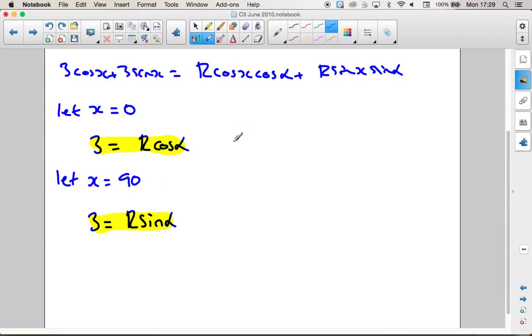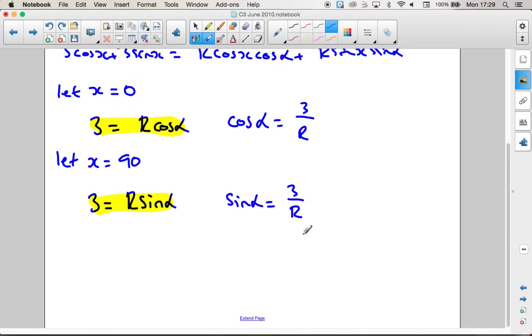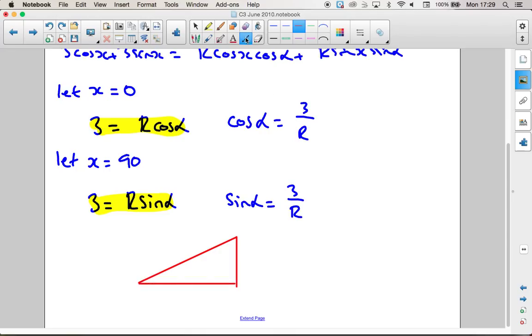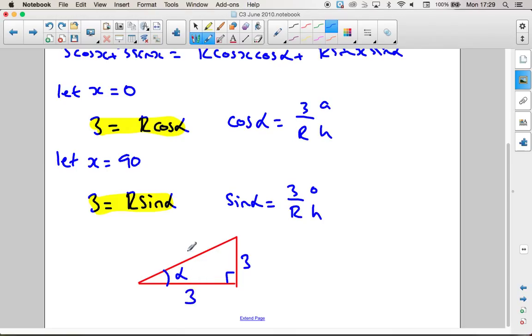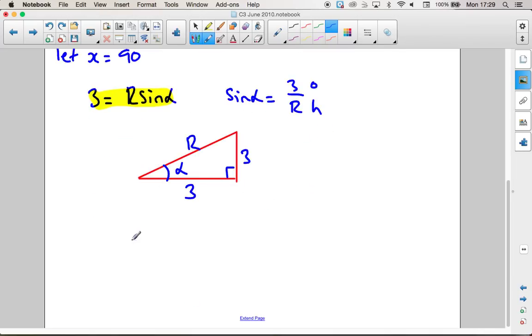And if we rearrange these two things slightly, we can write down that cos of alpha needs to be 3 over r, and sine of alpha needs to also be 3 over r. So if I link this to a right angled triangle, it gives me the adjacent and the hypotenuse and the opposite and the hypotenuse of this right angled triangle. So 3 is opposite, 3 is also adjacent, and the hypotenuse is r. So that's going to allow us to work out the hypotenuse using Pythagoras.